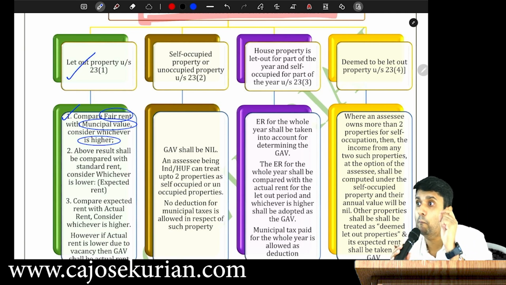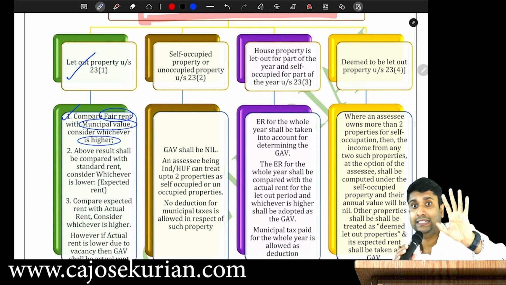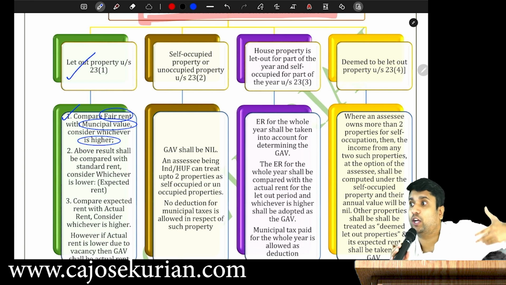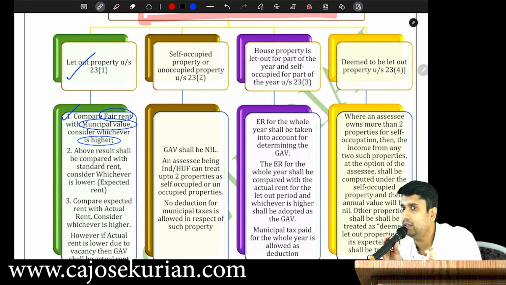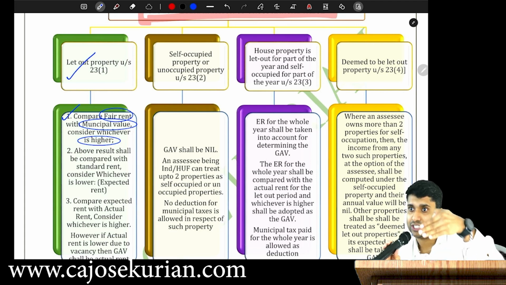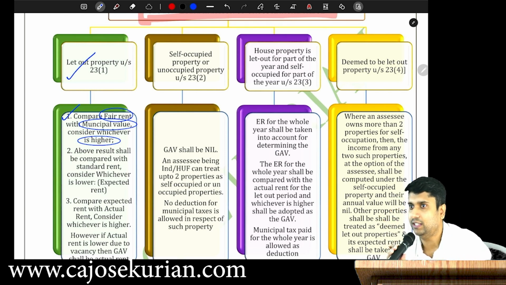Fair rent with the municipal value. What is municipal value? The local authority. Say in Chennai it will be the corporation. The corporation will have an annual value of the property, and they charge a percentage on this annual value as the municipal taxes. You have to pay taxes to the corporation. If it's a municipality, you pay taxes to the municipality. If it is a village, you pay the taxes to the panchayat. So the taxes are levied based on a percentage of your municipal value.